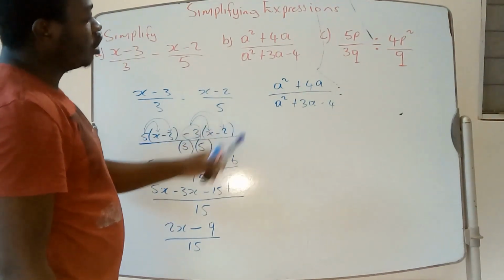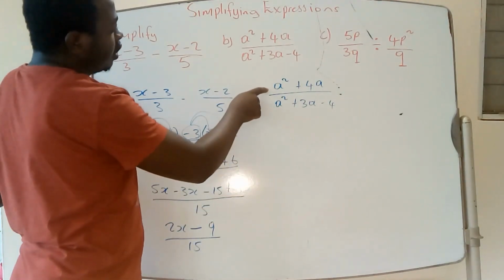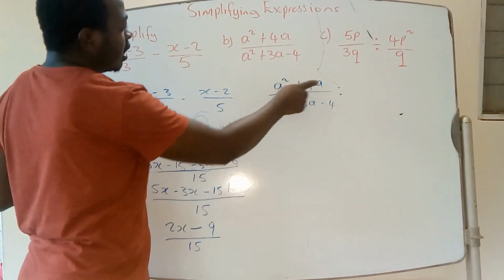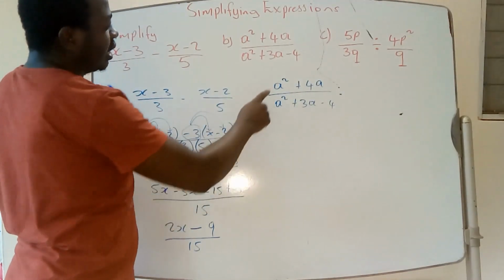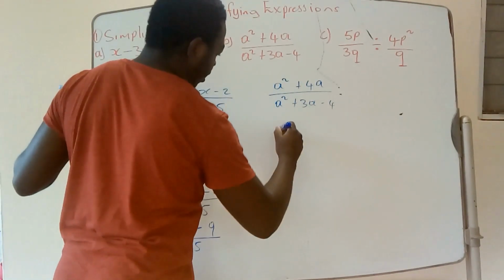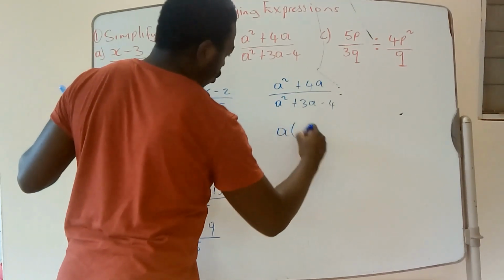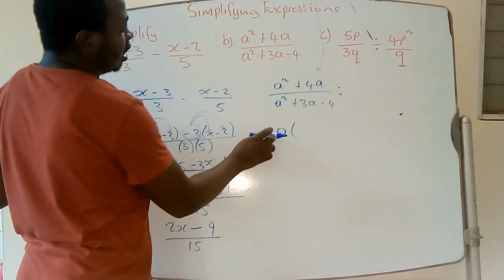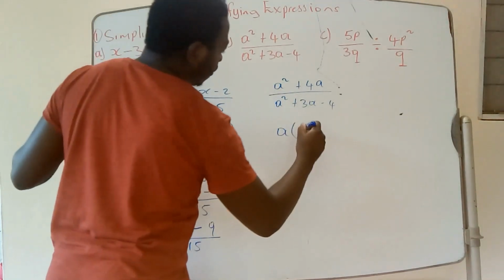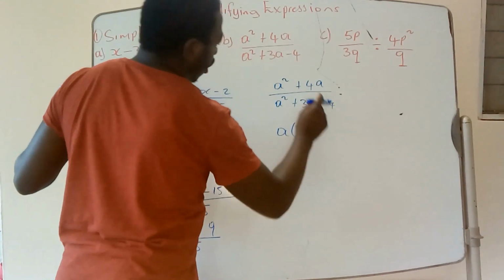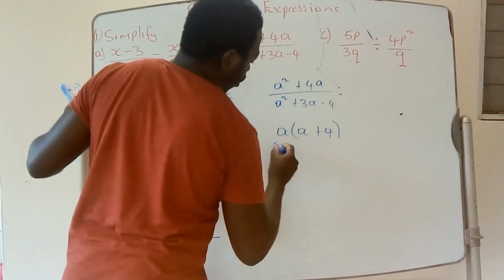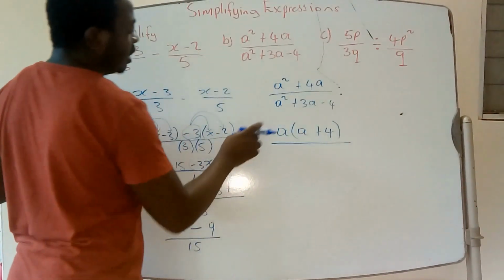One approach that you can use is, if you look at the numerator, we have an a term here and we have another a term here, which means that a is common to both terms. So we can factor a out of the numerator. So if we factor a out of the numerator, we're going to have a, open bracket. We're going to use this a to divide each term in the numerator. So a squared divided by a leaves us with a. 4a divided by a leaves us with plus 4. All of that over the denominator.